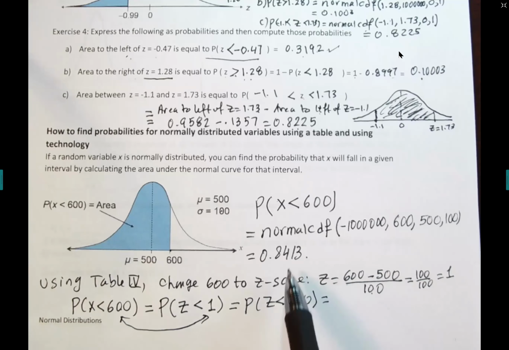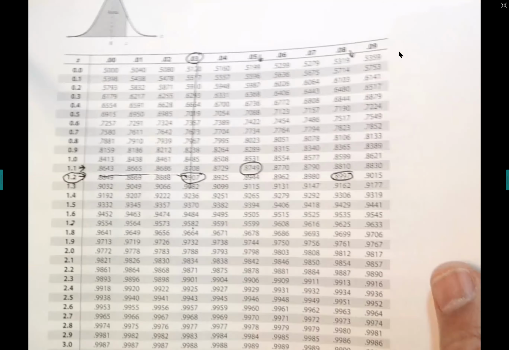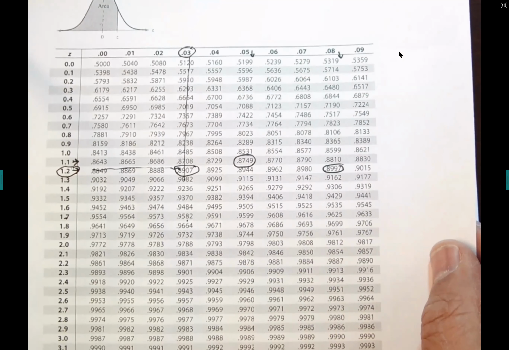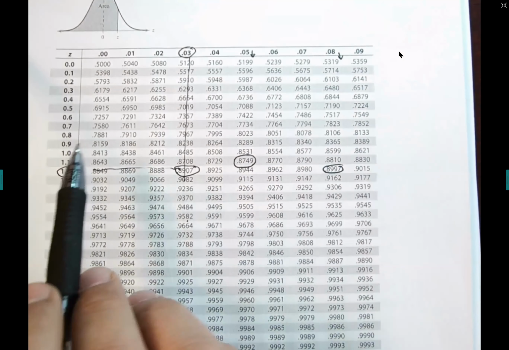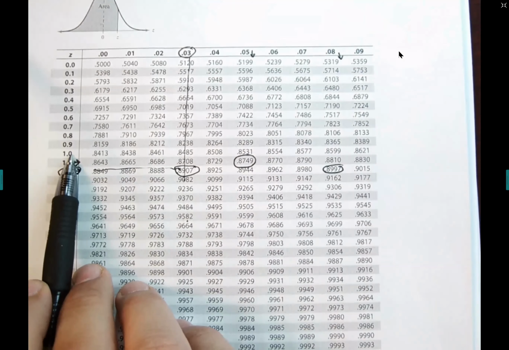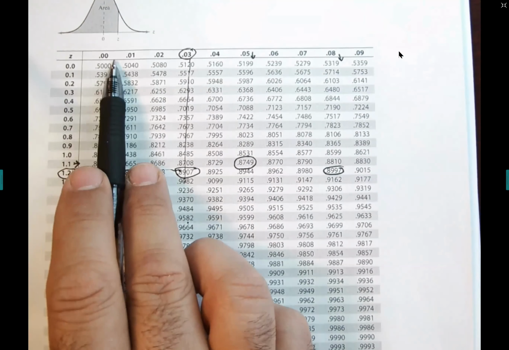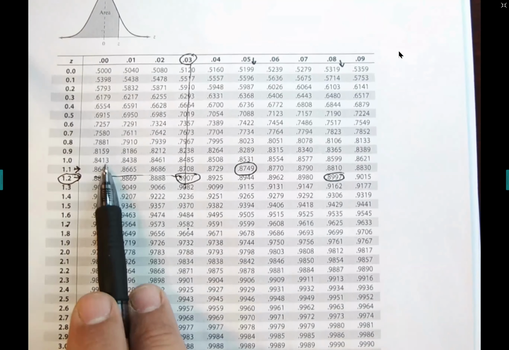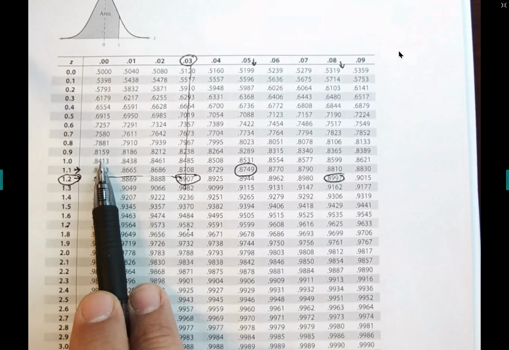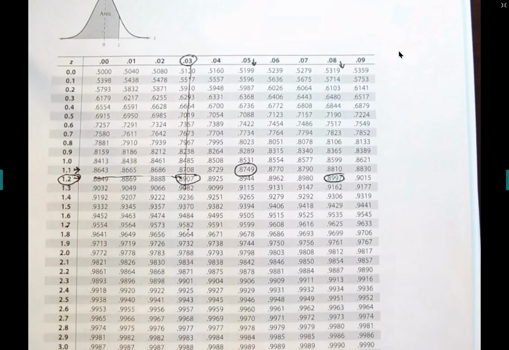If it doesn't match, I'm in trouble. Probably I would quit if it doesn't match. Okay, 1.00. Here's the 1.0, here's the other 0. Can you see, guys? 8413. Perfect match.